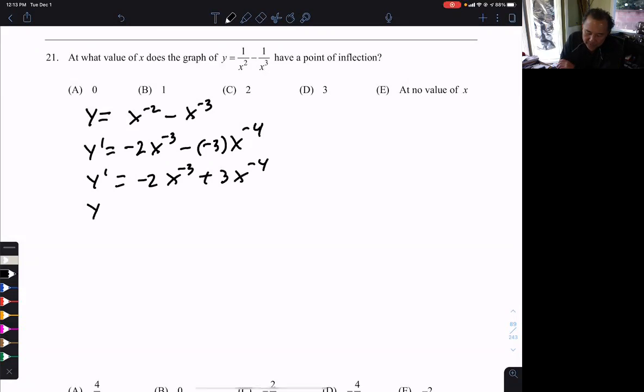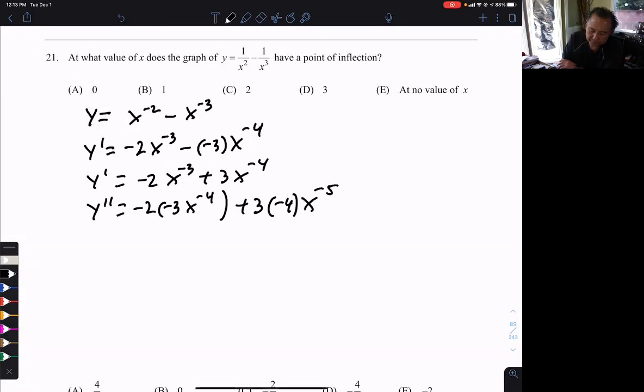Then the second derivative, we do the same thing. We bring the -3 in front, decrease the power by 1. And we bring the -4 in front, decrease the power by 1. And I think it's the algebra that might kind of mess with you here. So we're going to have positive 6 over x to the 4th minus 12 over x to the 5th.